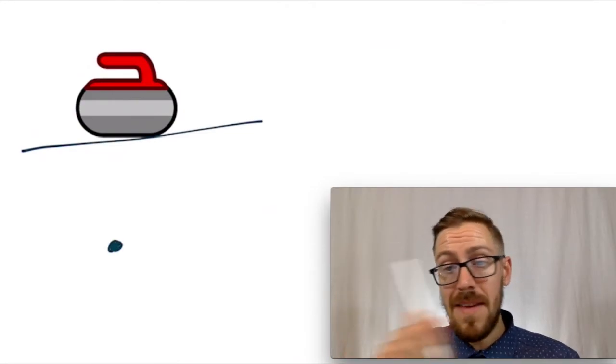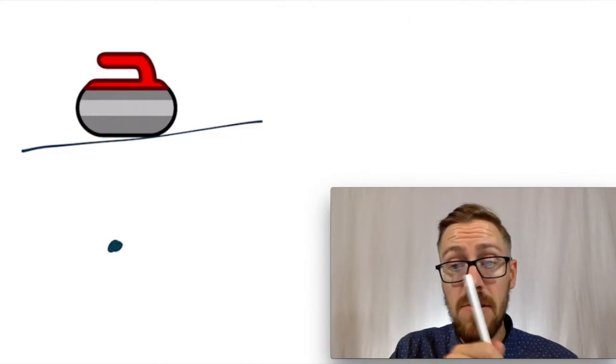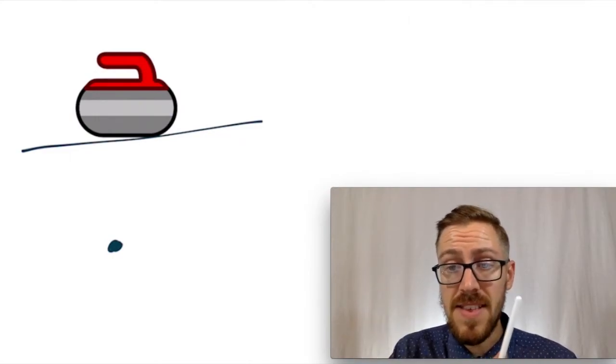Okay, another example. We just had a regular old curling stone sitting there on a surface. We don't have anything pushing it side to side. So for our force diagram, there aren't going to be any side to side arrows unless there's something pushing or pulling it side to side. In this case, there's not.